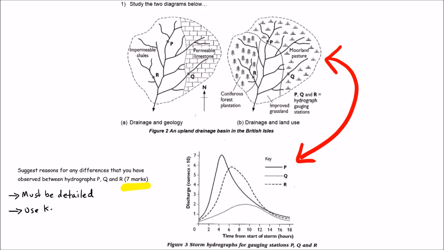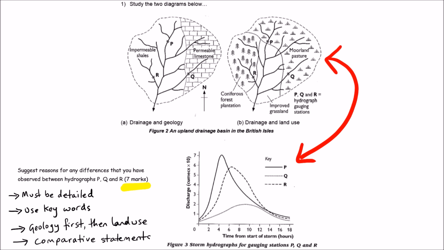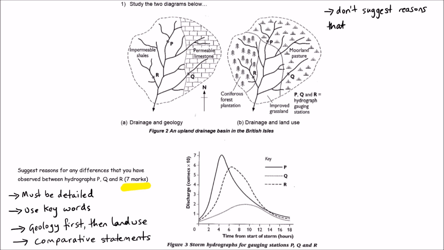Again, you must use keywords in your answer, so use the list that we did at the beginning. You could structure your answer by looking at geology first and then land use, so try to make that structure really clear in your answer. And again, you must use comparative statements because the question is asking you about differences. Now you must use the diagram, okay? So don't suggest any reasons that are not obvious from the diagram. Don't start talking about, for example, steep slopes or urbanisation.